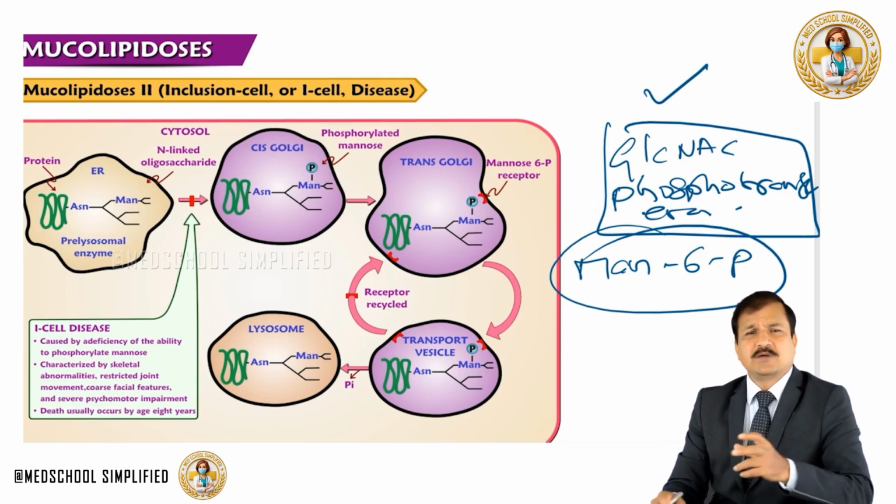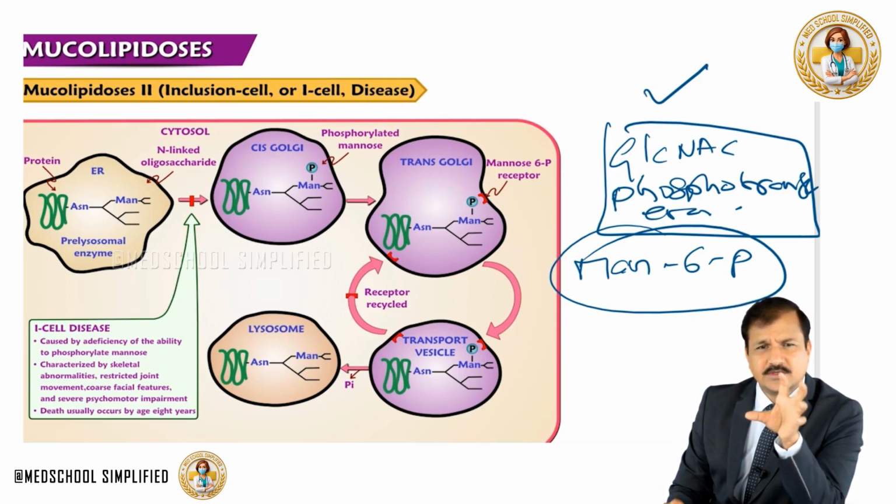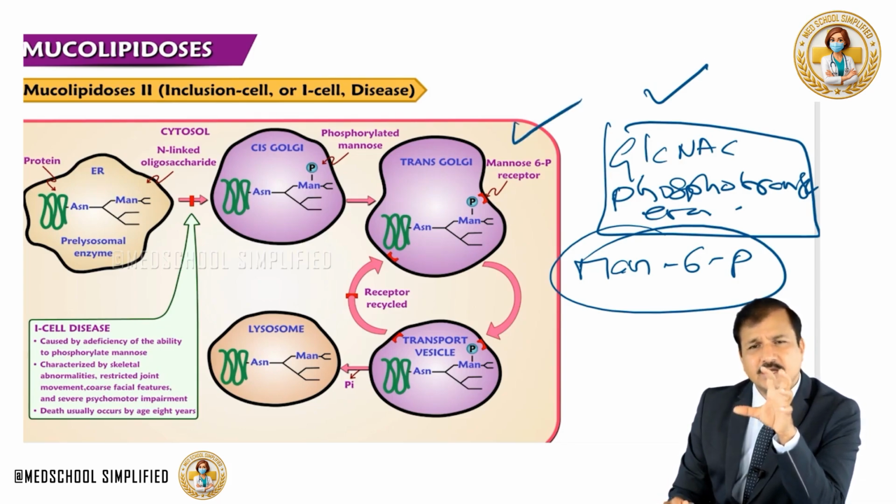Otherwise, normally what happens, mannose 6-phosphate, which is there over a glycoprotein, will move to the trans-Golgi, and in the trans-Golgi there is a mannose 6-phosphate receptor. It's going to bind to that, and transport vesicles will take it to lysosome. Receptors are recycled, enzyme gets into the lysosome.